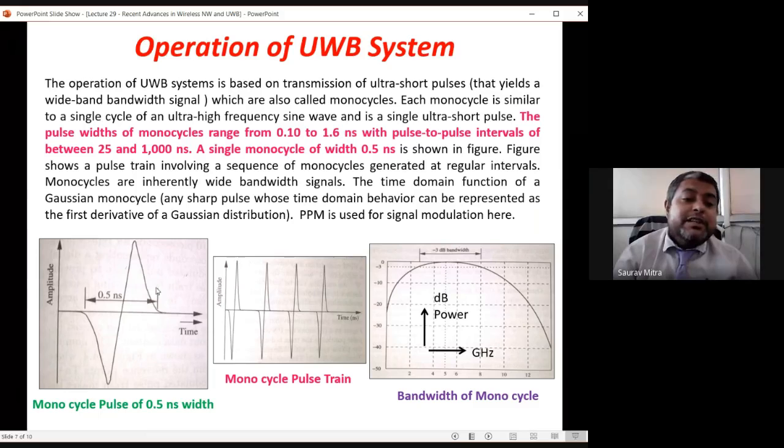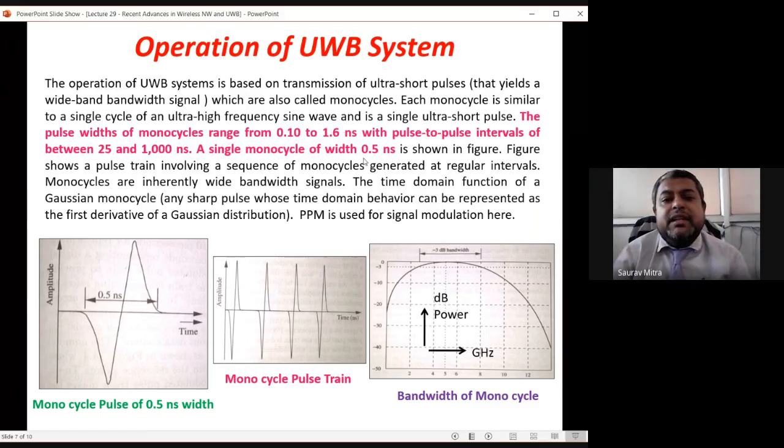As they are very narrow, there is a little bit of distortion, and the width of the pulse is 0.5 nanosecond. The pulse width of the monocycles ranges from 0.1 to 1.6 nanosecond with pulse to pulse intervals between 25 to 1000 nanoseconds. We are showing 0.5 nanosecond here, but in ultra wideband we find the monopulse width ranging from 0.1 to 1.6 nanosecond. So 0.1 nanosecond is a very high frequency signal, and 1.6 nanosecond is a low frequency signal. Okay, and the interval is between 25 to 1000 nanosecond.